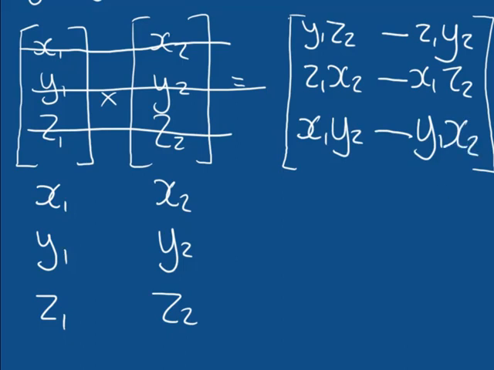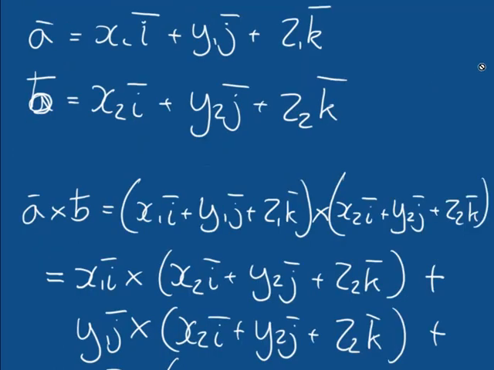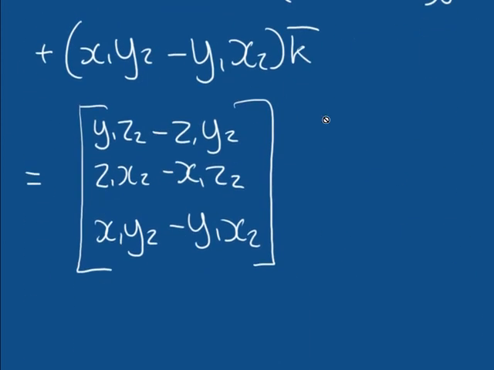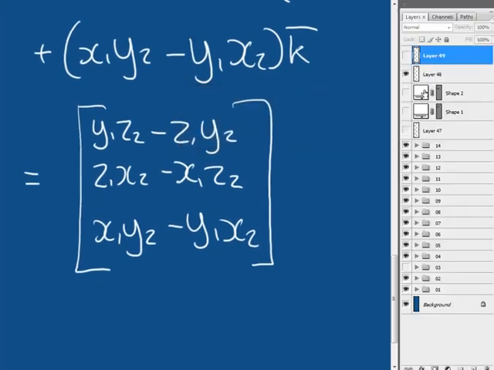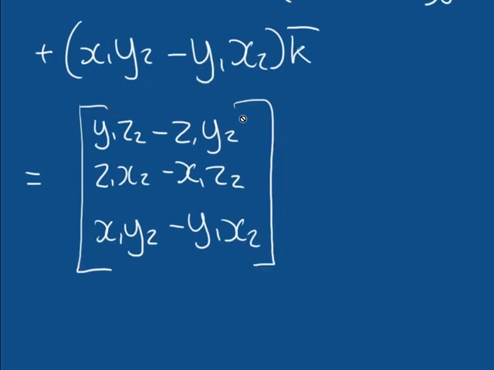So if you compare this, y1 z2 minus z1 y2, z1 x2 minus x1 z2, x1 y2 minus y1 x2, I know it's going to be hard to remember that, but if you were to compare this, let me draw on the layer. It's the exact same thing that we had here.